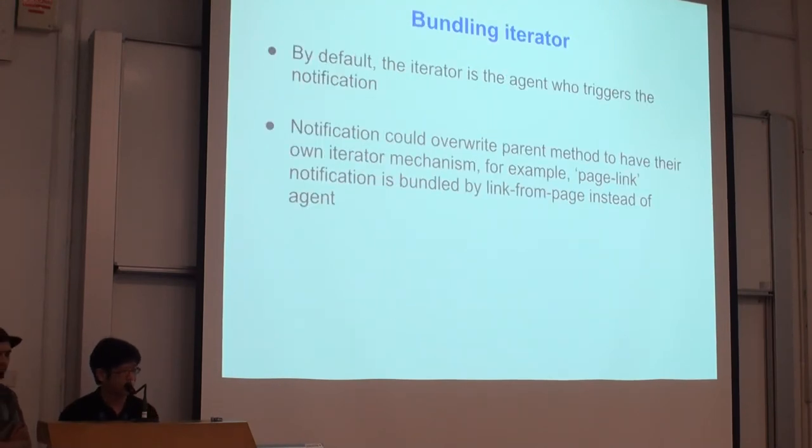So, bundling iterator. By default, the iterator is always the agent who triggers the notification. If you want to have a different iterator, that's fine. You can always override the method to have your own iterator mechanism. For example, the page rate notification comes by click on the front page instead of the agent.